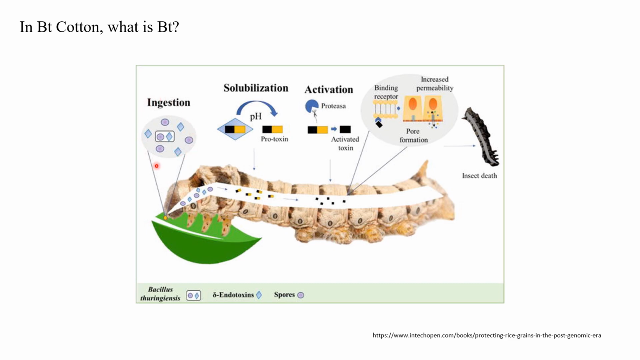On ingestion of these crystals by a larva, that is insect larva, the crystals are first solubilized to form protoxin. When this protoxin reaches the alkaline pH of the gut, it is converted into the activated toxin, which binds to the receptors to increase the permeability of the gut wall. This eventually allows free flow of substances through the gut wall, and due to lysis of the cells, the larva dies.